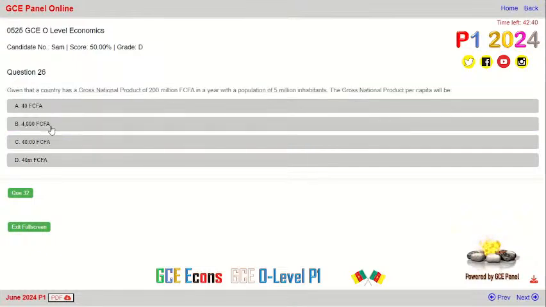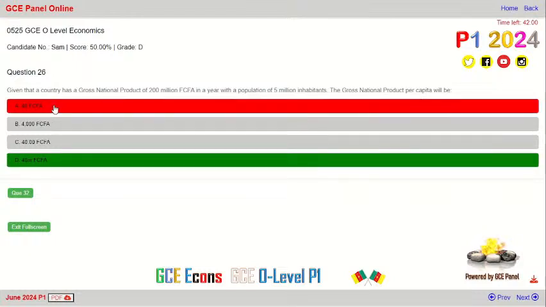Given that the country has a gross national product of 200 million FCFA in a year with a population of 5 million inhabitants, the gross national product per capita will be, well, this one is clear, right? When you do your simple calculations, of course, I think you already know the value. When this division is done, that's 200 divided by 5, which is 40, right? Okay.